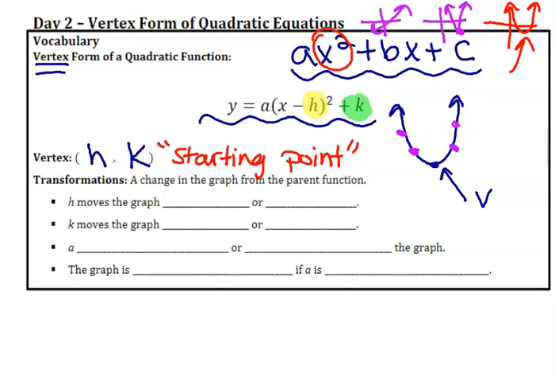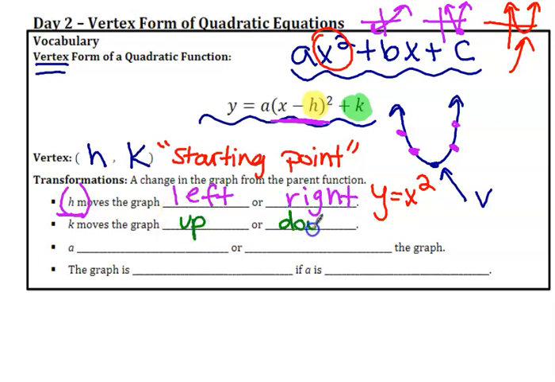So changing the graph from the parent function. If the parent function is y equals x squared, that's where we start off from. And then from there, we are off to the races. So h, let's put parentheses around there so we remember that the h is on the inside of the parentheses with x, okay? That tells us whether we go left or right. And then the k is on the outside. We are either going to go up or down.